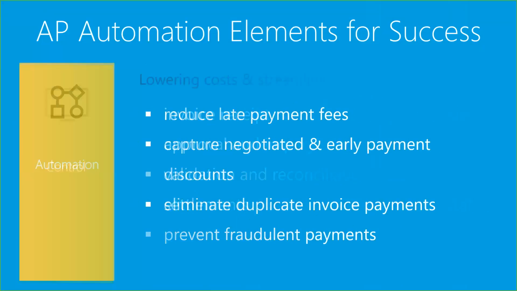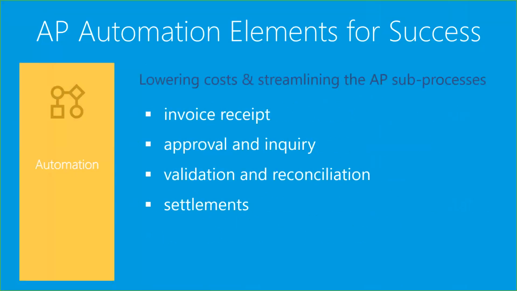And lastly, we're going to look at AP automation elements for success. That's going to be automation. In automation, this is where you can excel using advanced document management solutions with optical character recognition. So technology solutions to manage invoices and workflow, and electronic payment methods, to effectively reduce the inefficiencies of manual and paper-based processes.